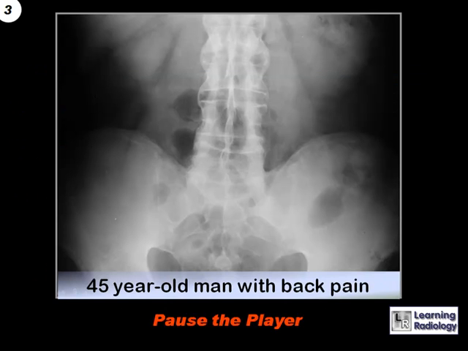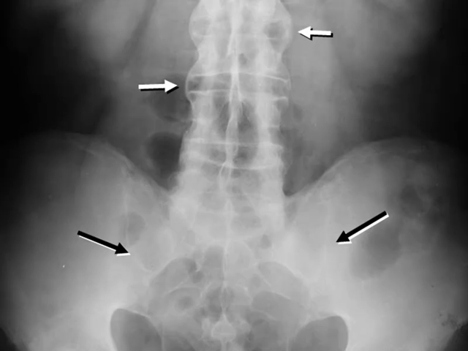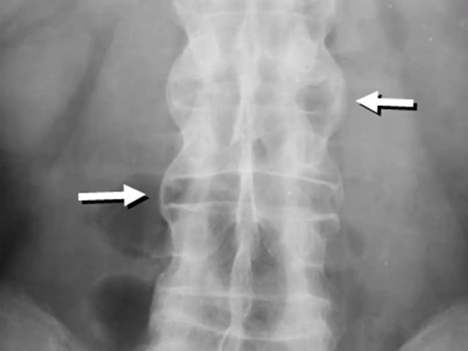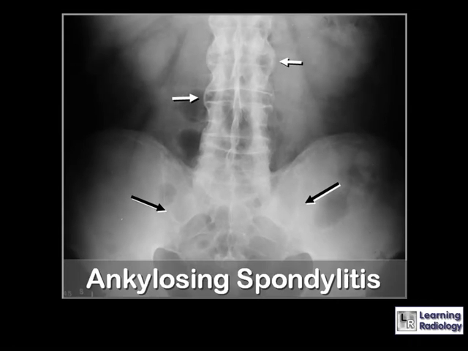Here is your next case. It is a 45-year-old man with back pain. Pause your player. In this case, the sacroiliac joints are both fused, and there are thin syndesmophytes that join each of the vertebral bodies in the lumbar spine. This is Ankylosing Spondylitis.